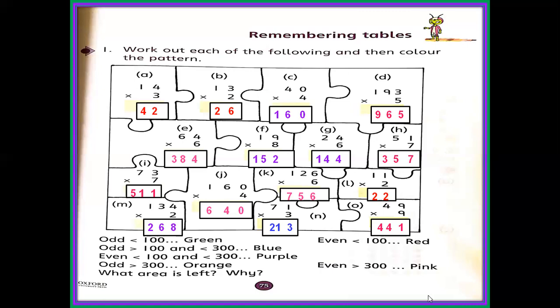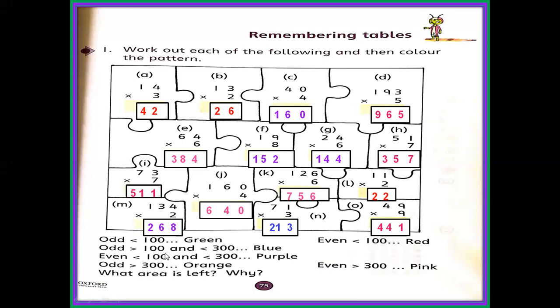So odd less than 100, green. Look at this one, which number is odd and which is even. This is even, this is odd, but this is more than 100. This is even, this is even, this is even, this is odd but more than 100. This is even, this is odd more than 100, this is odd more than 100, and this 230, this is odd but more than 100. So no number is less than 100 which is odd.